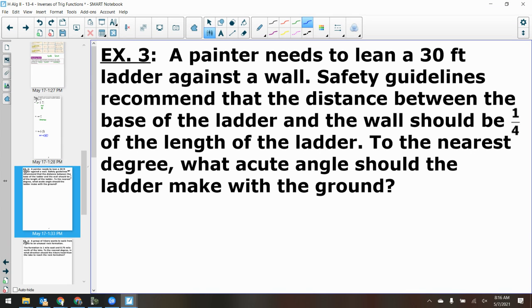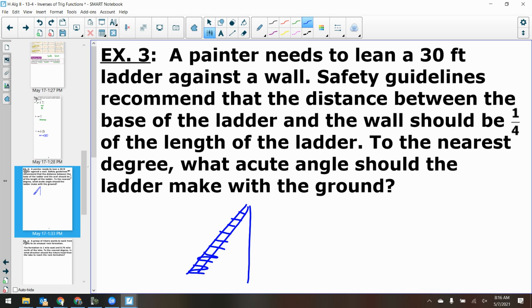A painter needs to lean a 30-foot ladder against a wall. Safety guidelines recommend that the distance between the base of the ladder and the wall should be a quarter of the length of the ladder. To the nearest degree, what acute angle should the ladder make with the ground? See, now what we can do with inverse trig is actually solve for angle measures. What kind of question? One that you have to solve.